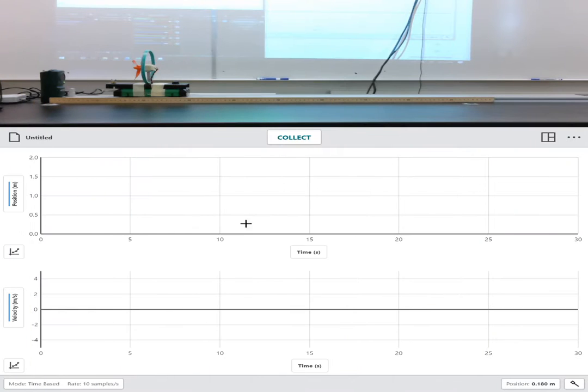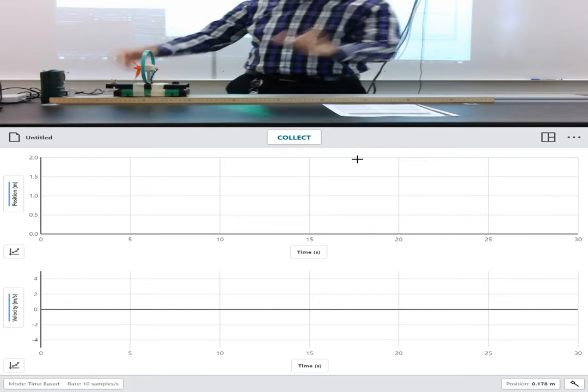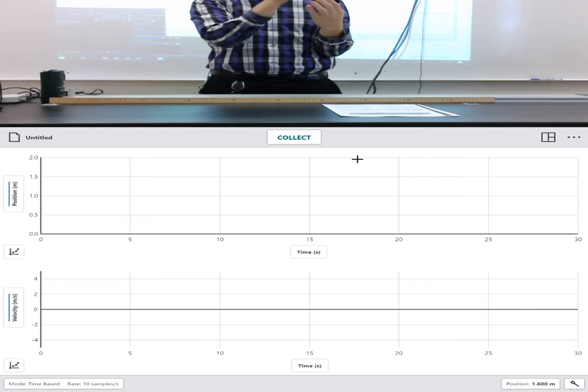Okay, so we're looking at this ILD here. This is a motion interactive lecture demo. And what we're going to be doing in a second is I've got this cart. Now these are super fancy carts.